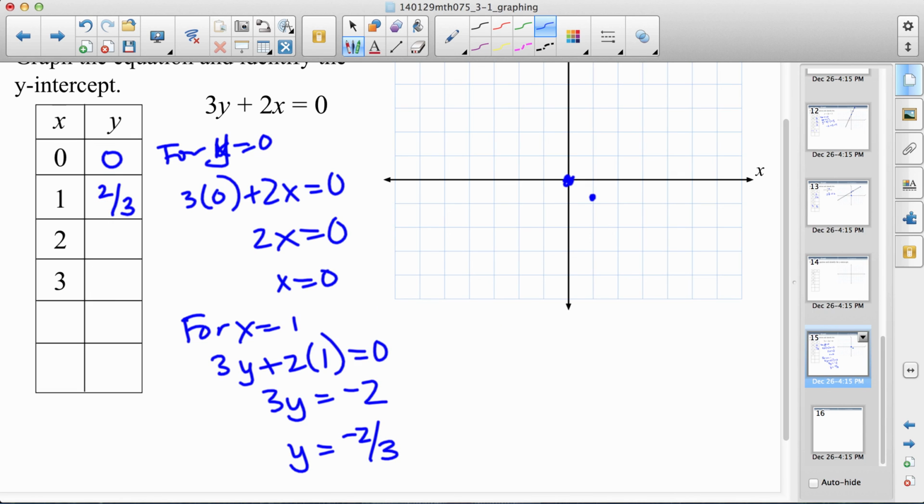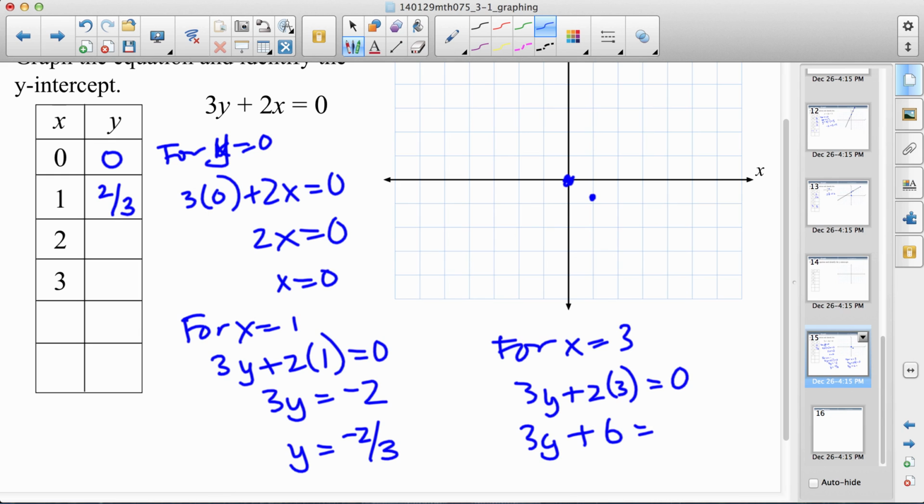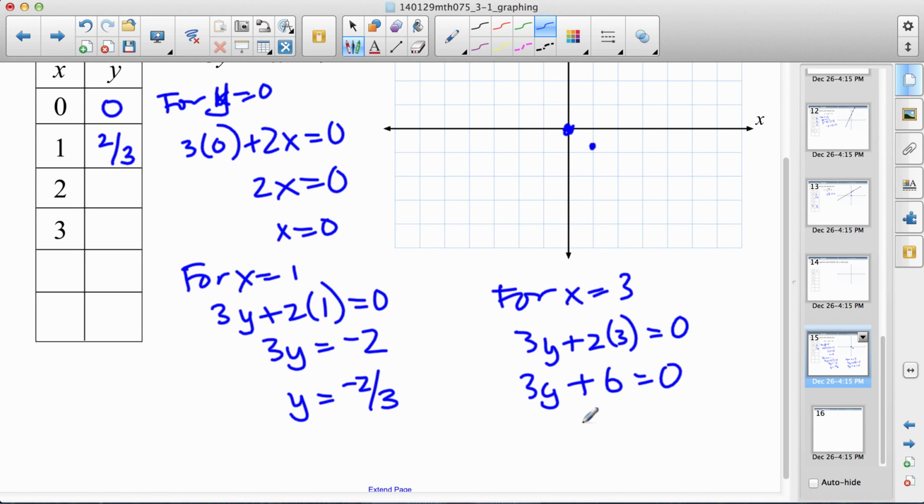Let's just do one last one. For x is equal to 3, it'd be 3y plus 2 times 3 is equal to 0. And that would be 3y plus 6 equals 0. To solve, it would be 3y equals negative 6. Divide both sides by 3, I get y equals negative 2. So at x equals positive 3, y is negative 2, right down there. And if you take a look, those points seem to be following pretty good in line.